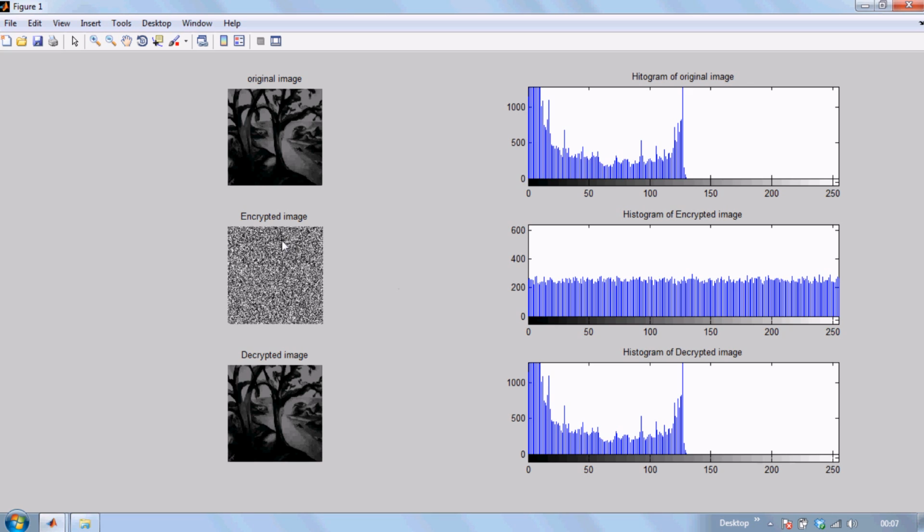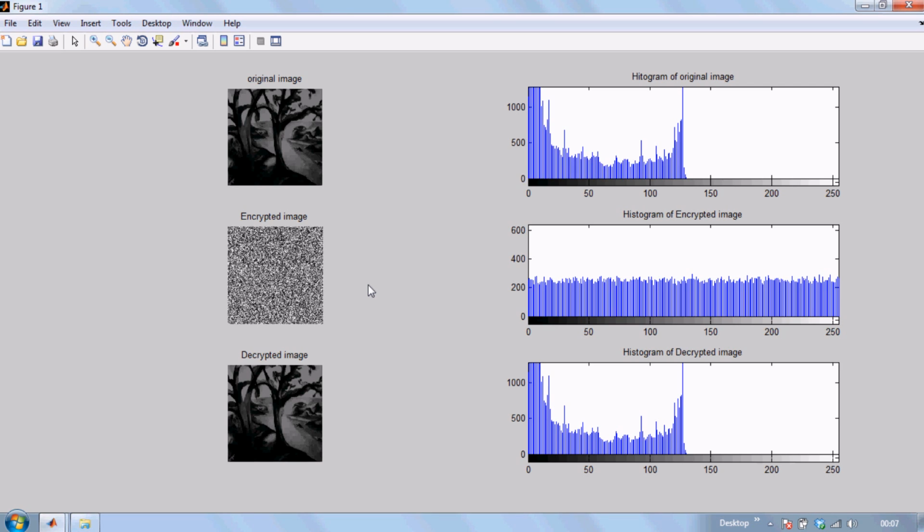But one advantage in this cryptographic method is, even if you go wrong in choosing the secret key values at the 10 power minus 12th decimal place, even then you'll only get this image as the output. So unless you get the exact key, it is not possible for you to decrypt the image.